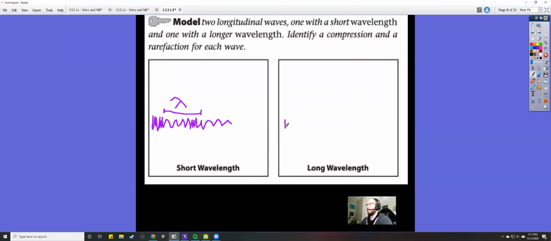So if we have a long wavelength, here's our first compression, here's our rarefaction, here's our next compression. And so here is our wavelength. If we measure from the very end of this compression to the very end of the next one, here's our wavelength. And you can see that's a much longer line than this one. So short wavelength for longitudinal, long wavelength for longitudinal. What you're looking for, and it makes sense, is that bigger compressions and bigger rarefactions are going to give you a longer wavelength.